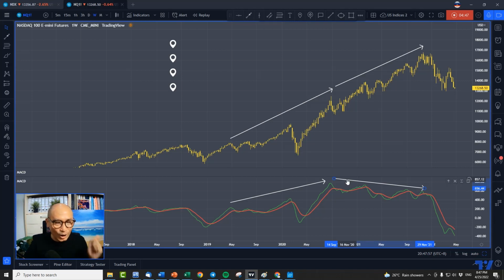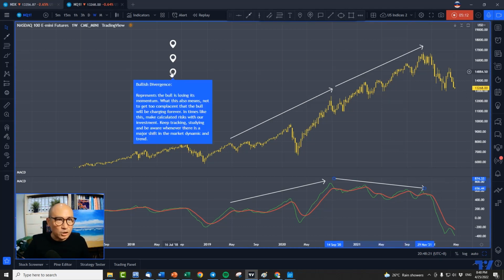Now, how can we tell that the bull is losing its momentum? That's what I call a bullish divergence. Is the market bullish? Yes, it was. It was bullish, but right now there is a bullish divergence. And how can we tell? That each new peak on the MACD, on the indicator itself, was a lower peak, and that represents a bullish divergence. I thought of just putting it here.